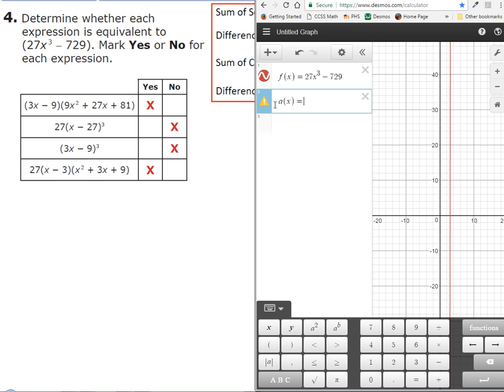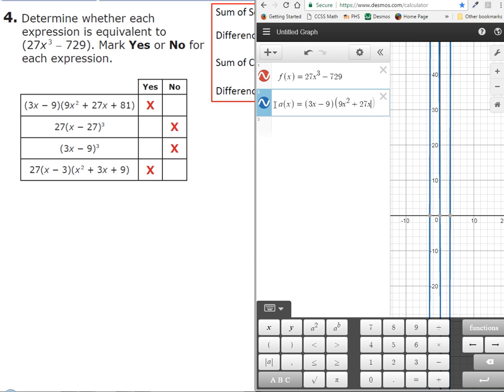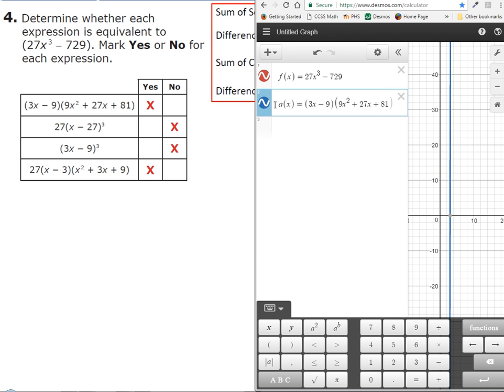So this would be the quantity 3x minus 9 times 9x squared plus 27x plus 81. And they look like they line up. Once again, we could zoom out and see if these graphs truly match up.